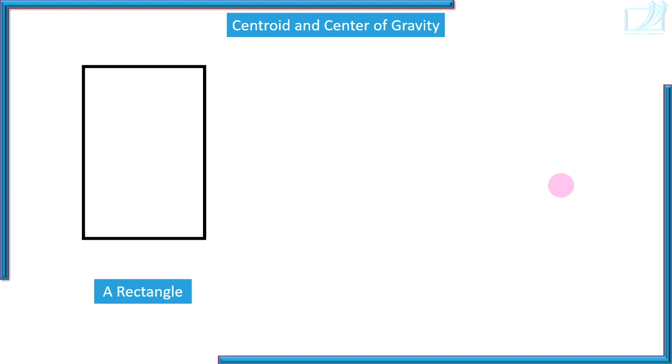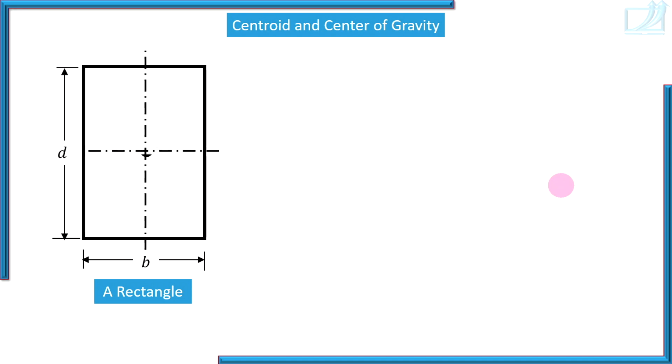Centroid and center of gravity. Here is a rectangle of width b and height d. On its axis of symmetry, its geometrical center is. This is centroid. I have used letter C for centroid. Centroid is center of a shape.